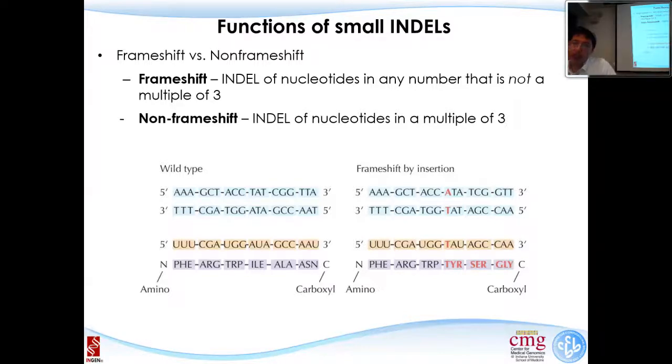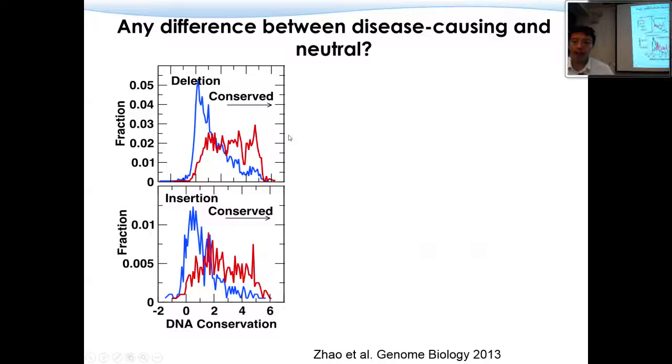3 more minutes. Let me talk about the small insertion deletions, and those have 2 types. One is the frameshift ones, meaning that they are not a multiple of 3. Which means that if you have an insertion deletion there, everything afterwards, the amino acid sequence will be randomized, because the frame is altered. And there's another part which is a multiple of 3, and those are the non-frameshifting indels. So this is one of our tools as well.